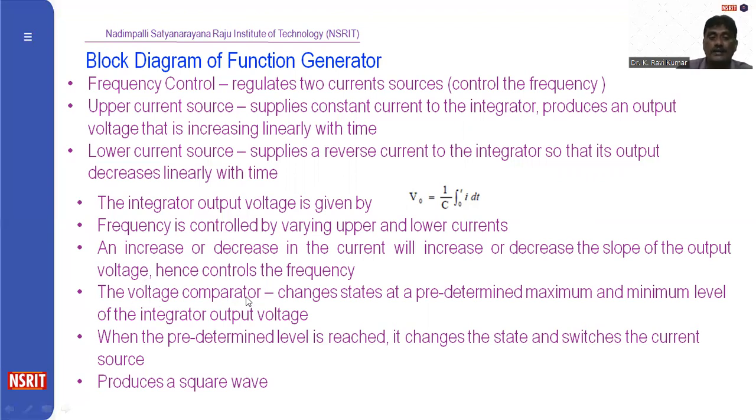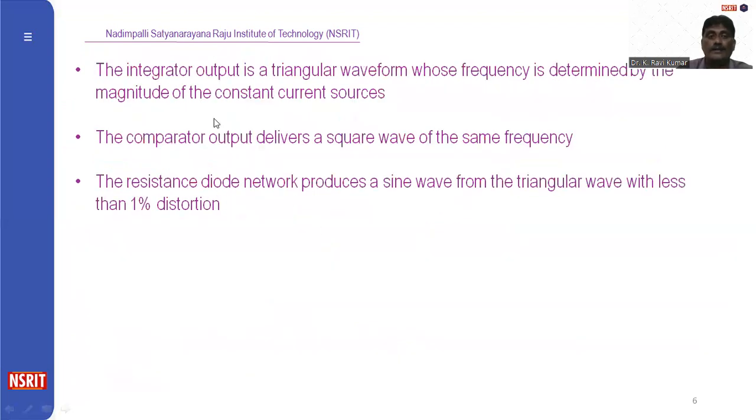The voltage comparator is used to change states at predetermined maximum and minimum values of the integrator output voltage. When the predetermined level is reached, it changes state and switches the current source. It produces a square wave. Right. When the current reaches the predefined maximum value, it is connected to the upper current source. If it goes to the minimum, it is connected to the lower current source.